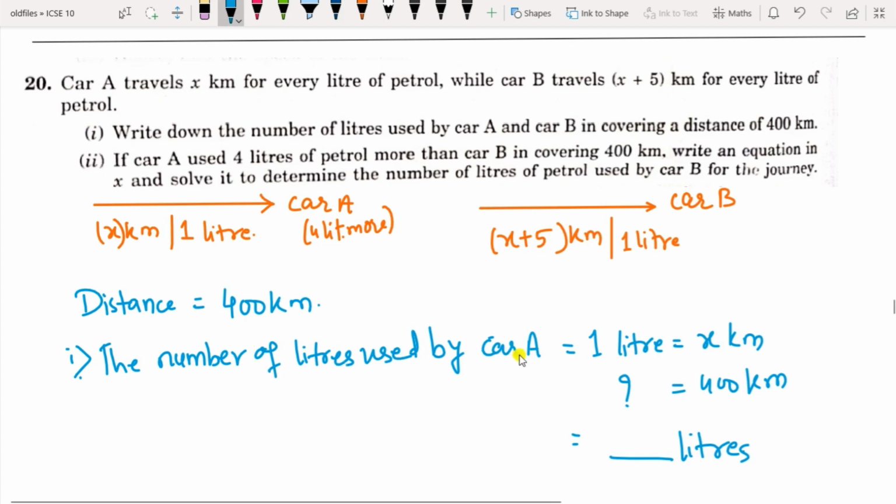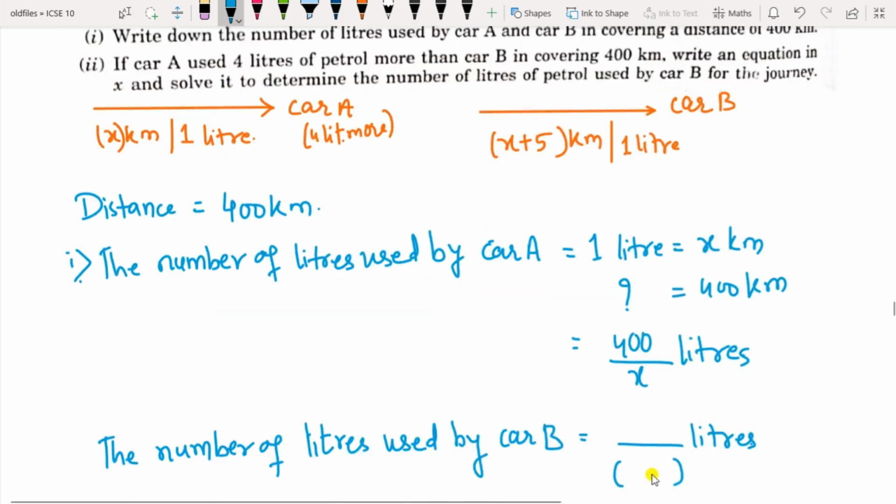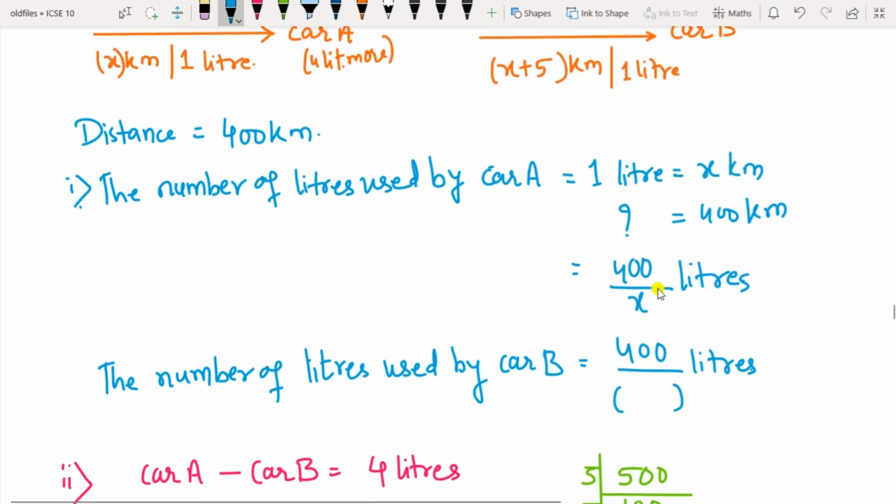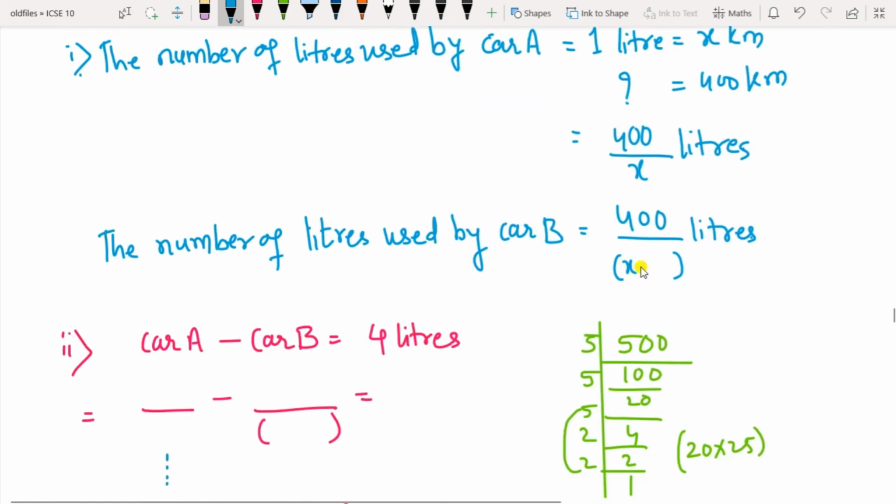Okay, distance is 400 here. The number of liters used by car A: for 1 liter it goes x kilometers, so for the total distance of 400 it will be how much? 400 upon x. This way you have to find the fraction. And similarly for car B it will be 400 upon x plus 5. Okay, so car A minus car B: 400 upon x minus 400 upon x plus 5 equal to 4 liters.